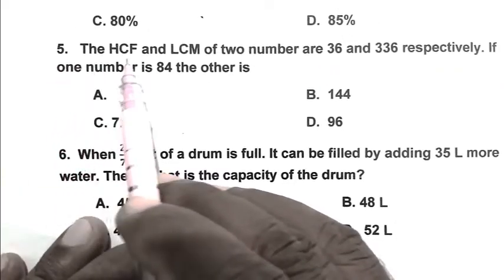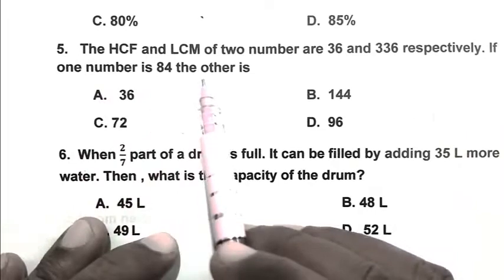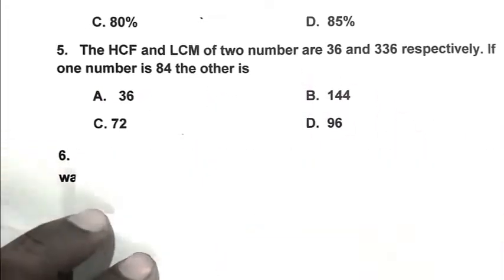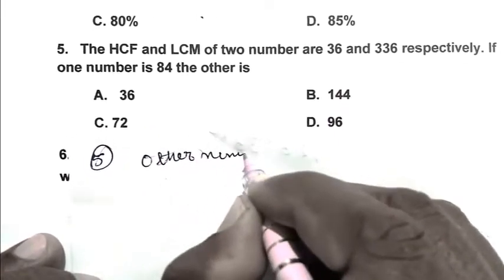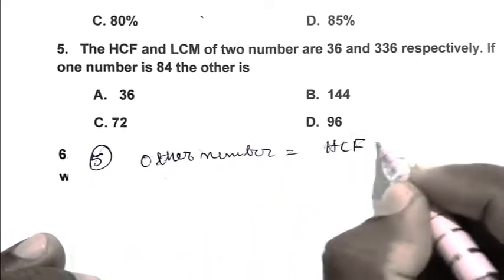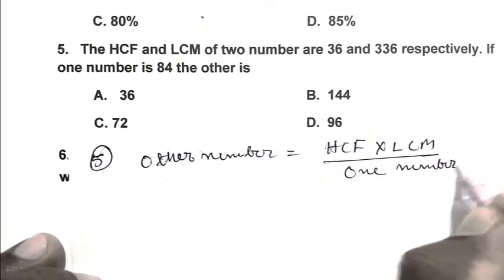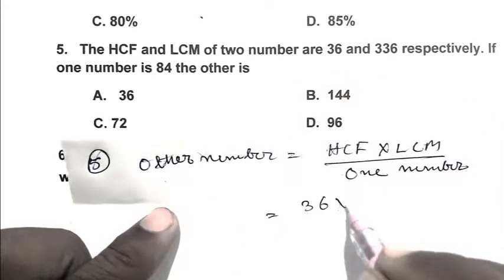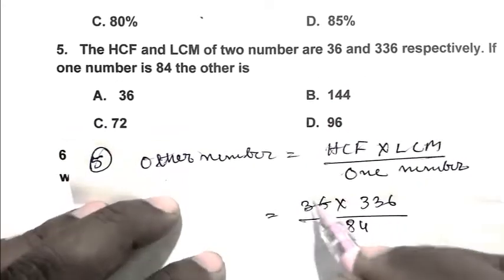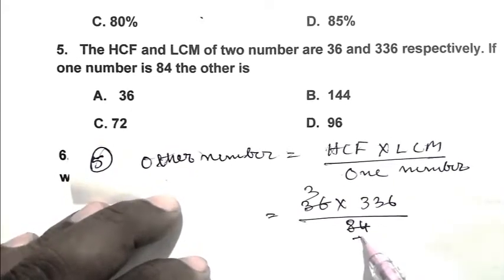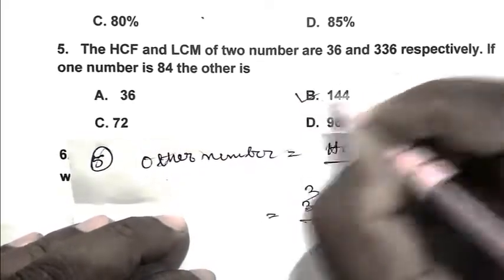Question number 5. The HCF and LCM of two numbers are 36 and 336 respectively. If one number is 84, the other number is. So friend, we can calculate it from formula. So other number, that is HCF multiplied by LCM by one number. So friend, HCF 36, LCM 336 upon 84, so 12, 3, 7, 8, that is 144. So B is the right answer.